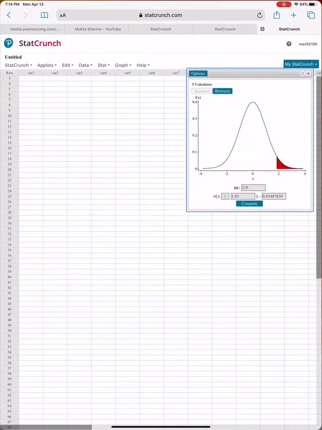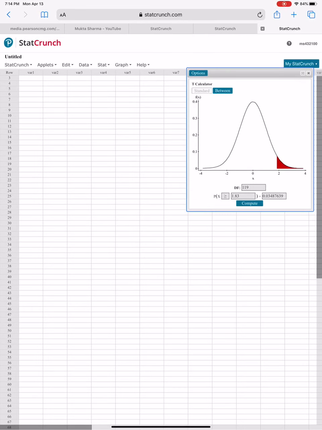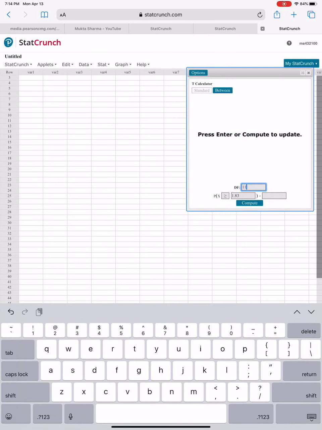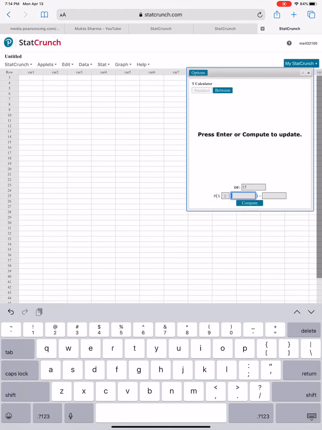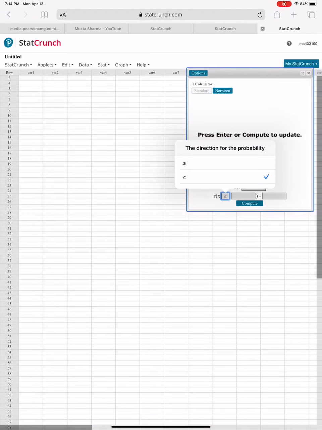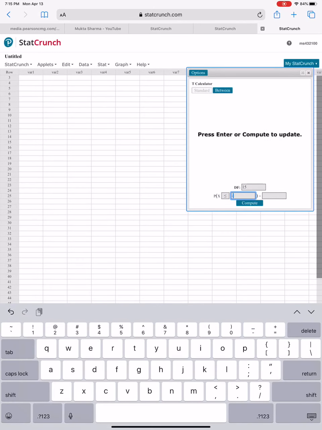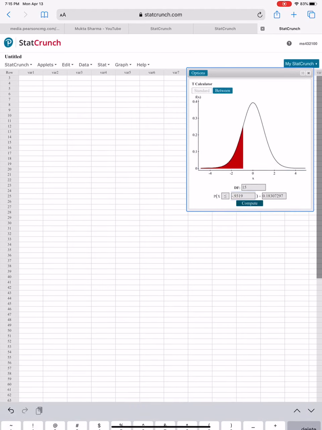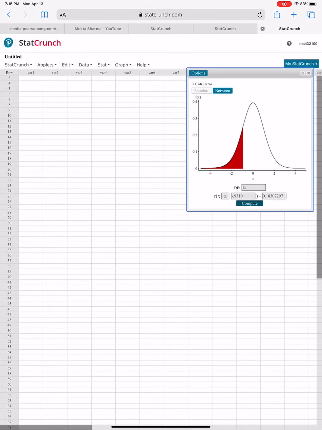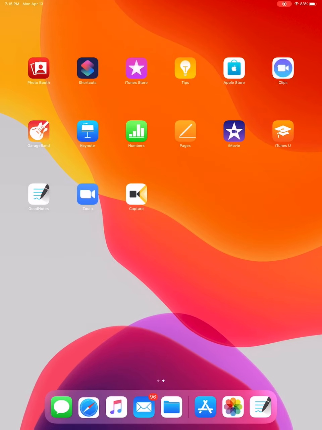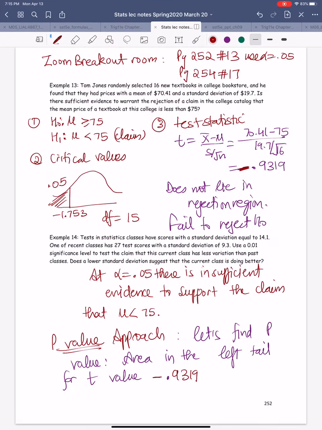StatCrunch. Degrees of freedom, we have 15, and we want the area in the left tail of negative 0.9319. Compute. 0.1830. So the p-value is 0.1830.